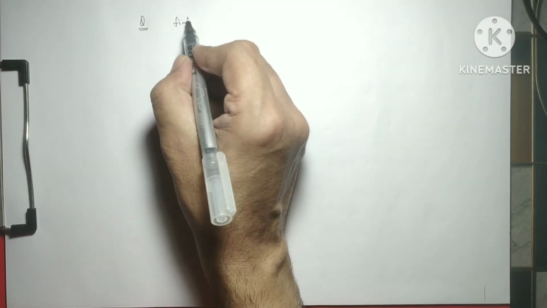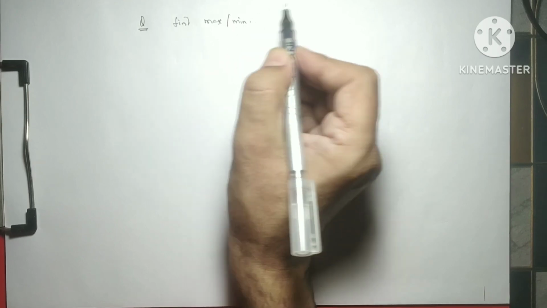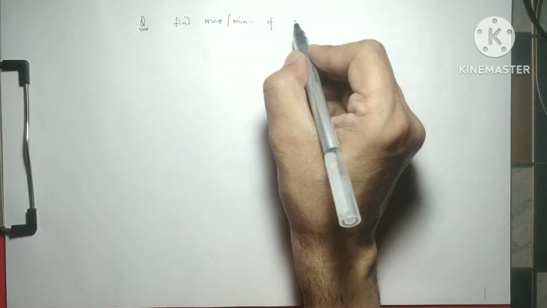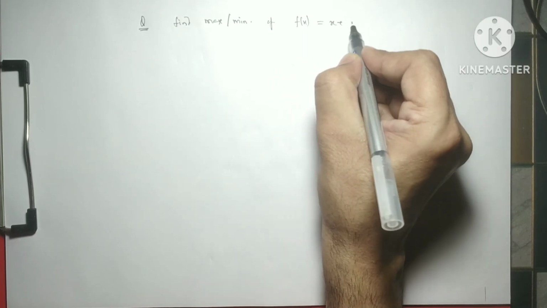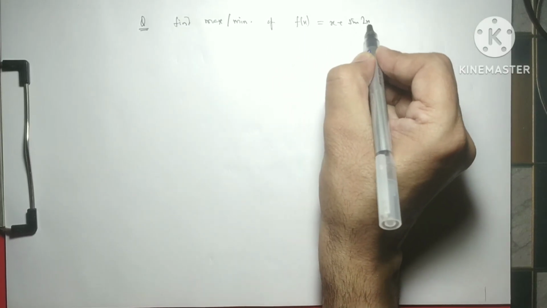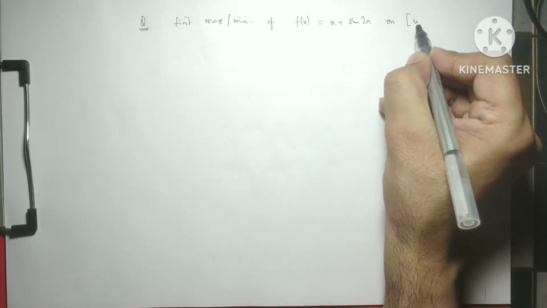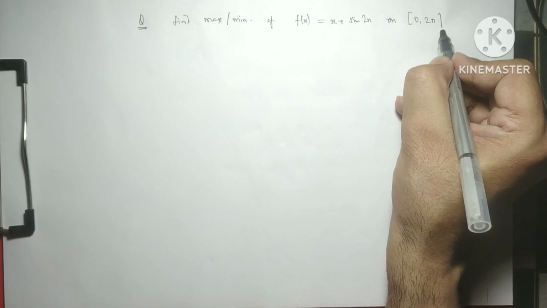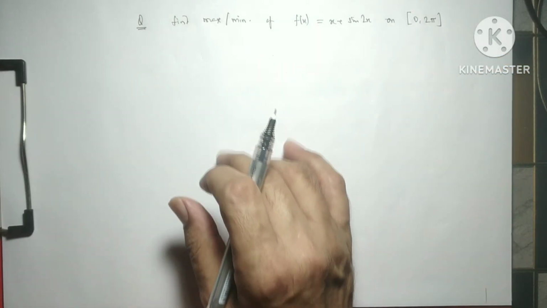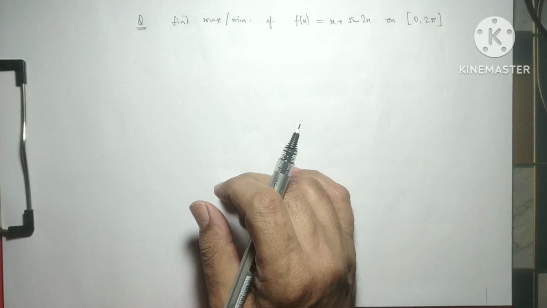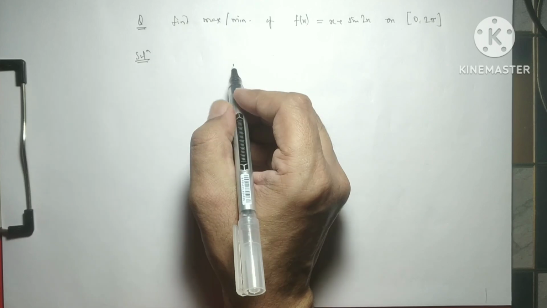Find the maximum or minimum value of the function x plus sine 2x, and the given closed interval is 0 to 2 pi, meaning 0 to 360 degrees. So it's a complete 4 quadrants. So right now we will use the second derivative test.